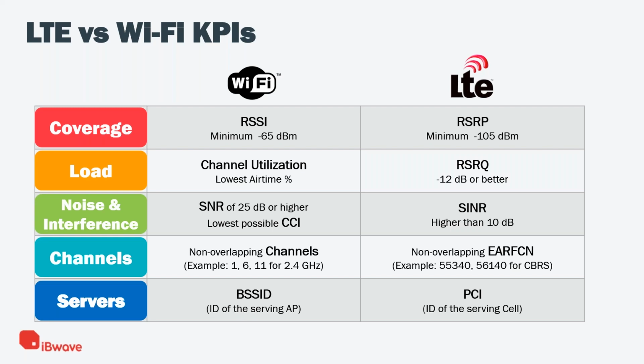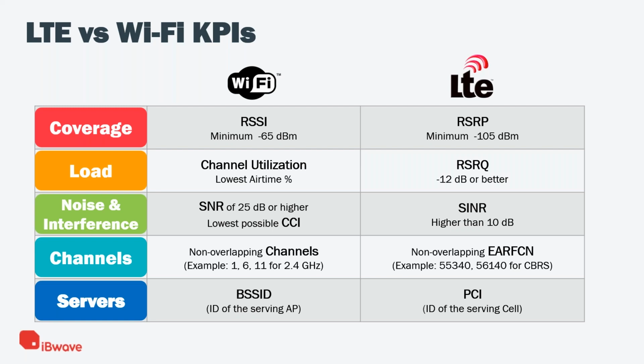Then you have the noise and interference. In Wi-Fi, there are 2 values for that. There's the SNR, which will show the difference between the noise and the signal received. And usually we want something 25 dB or higher. But there's also the CCI, which is the co-channel interference. And this one, we want the lowest possible, meaning there is the lowest number of APs transmitting in the same channel. However, in LTE, those are combined. So the noise and the interference are calculated in the SINR. And we usually want more than 10 dB SINR. Ideally, the higher, the better.